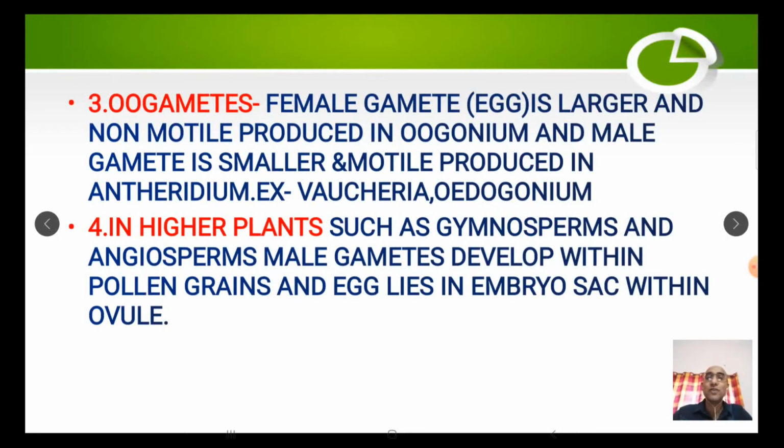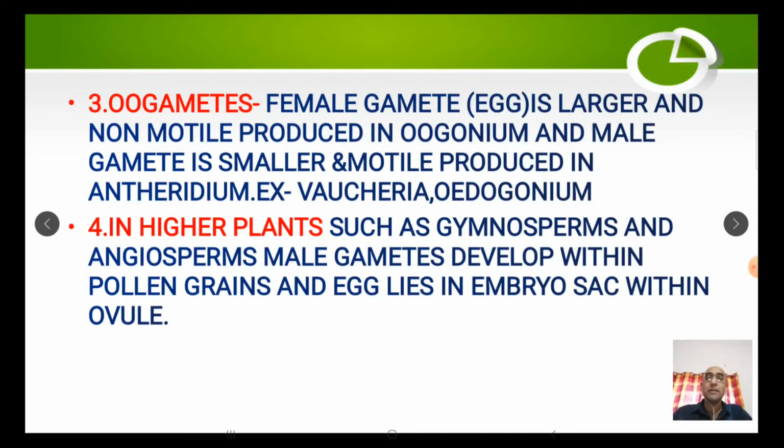Examples are Vaucheria and Oedogonium. So what are oogametes? In case of oogametes, the female gamete or egg is larger and non-motile, produced in specialized structure called oogonium, whereas the male gamete is smaller and motile, produced in specialized structure called antheridium.